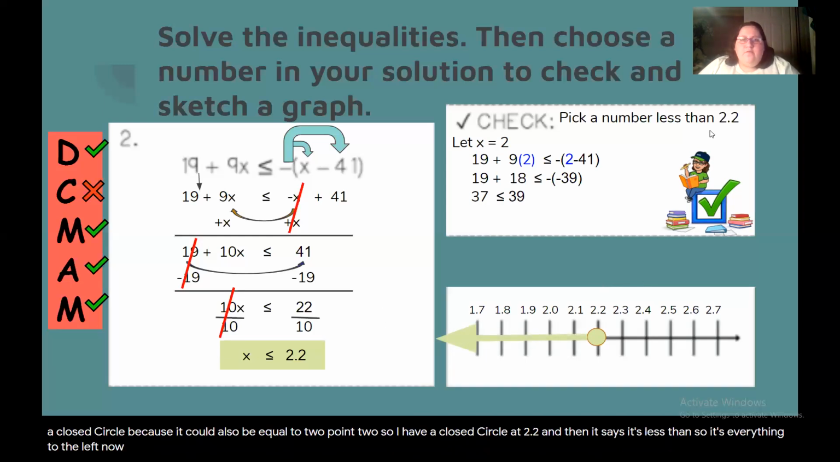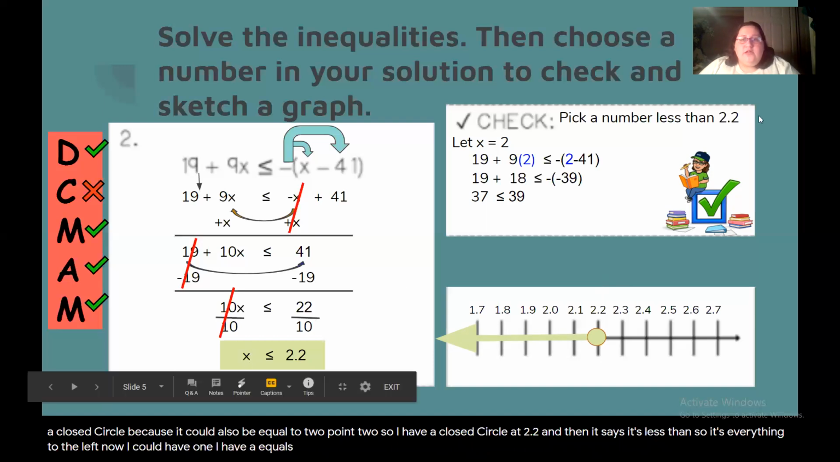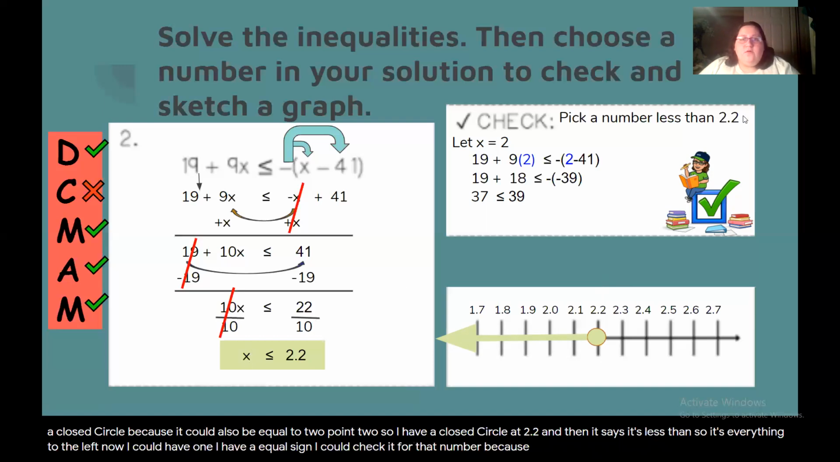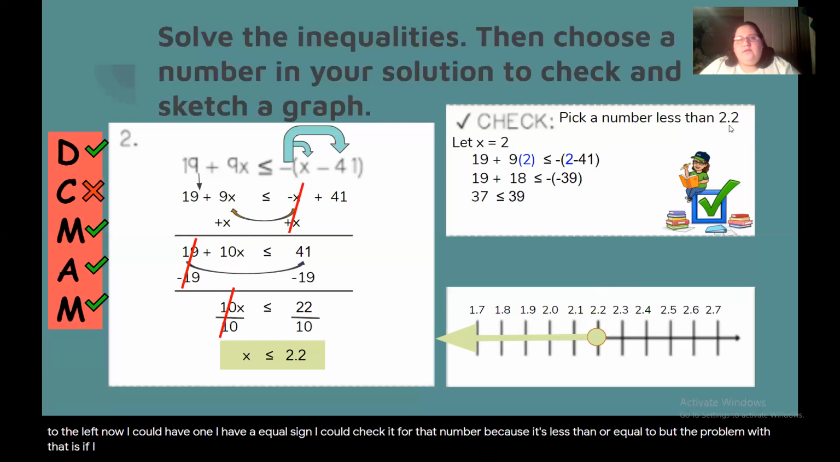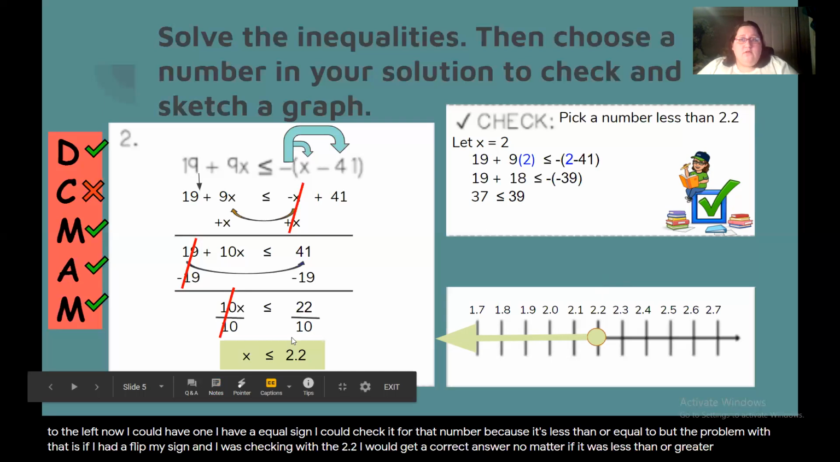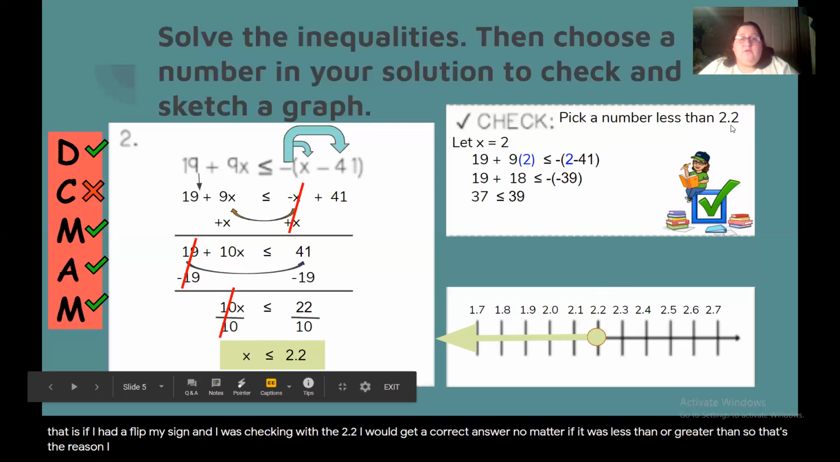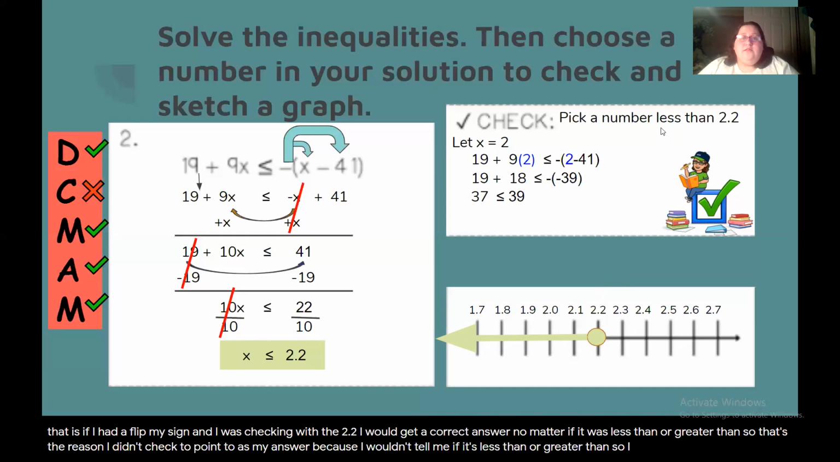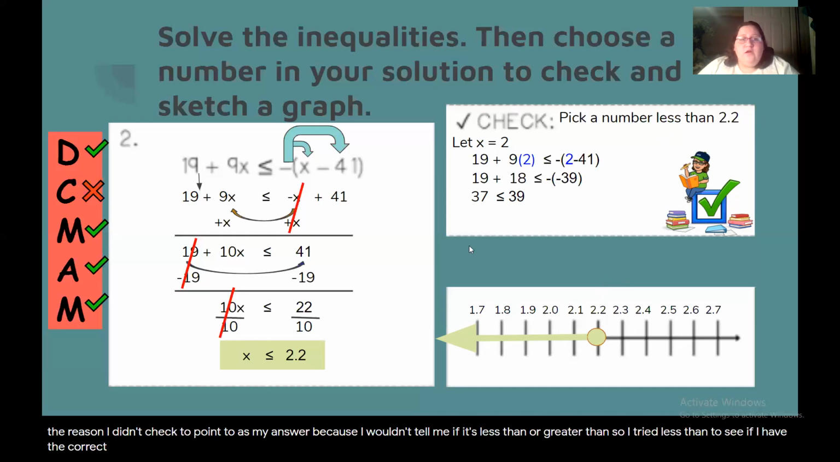Now, when I have an equal sign, I could check it for that number because it's less than or equal to. But the problem with that is if I had to flip my sign and I was checking with the 2.2, I would get a correct answer no matter if it was less than or greater than. So that's the reason I didn't check 2.2 as my answer, because it wouldn't tell me if it's less than or greater than. So I tried less than to see if I have the correct range, because I know I'm going to have that value included no matter what.